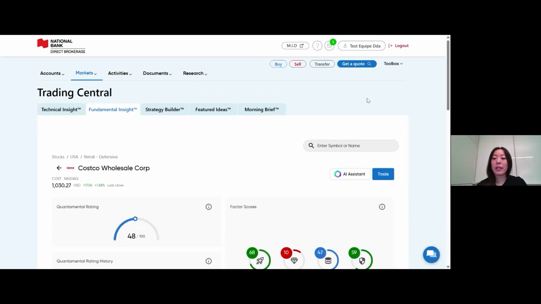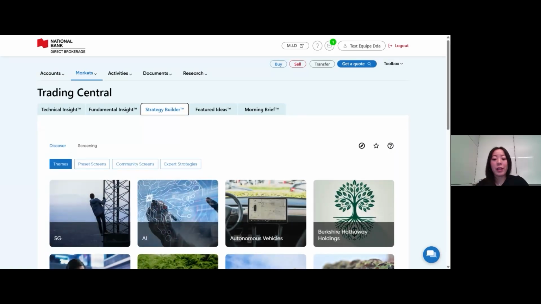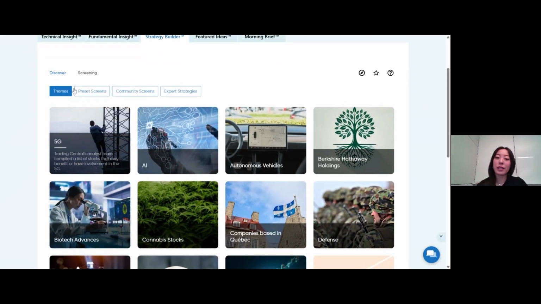Next up on the Trading Central tools, we have the Strategy Builder. So let's say after all of that, you have a general idea on the 2 different ways that you can analyze a stock. But what if you're looking for ideas? So this is where the Strategy Builder comes in, and think of it as like a filtering tool or a screener.